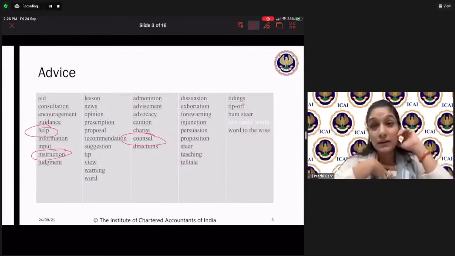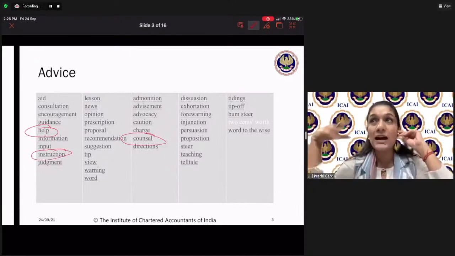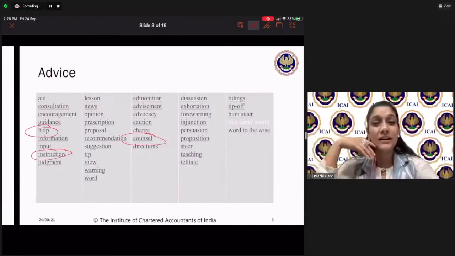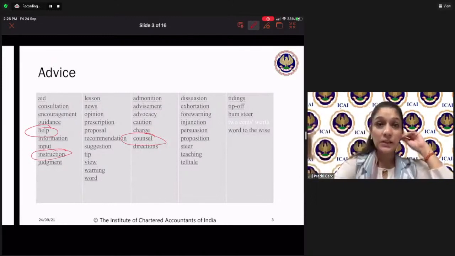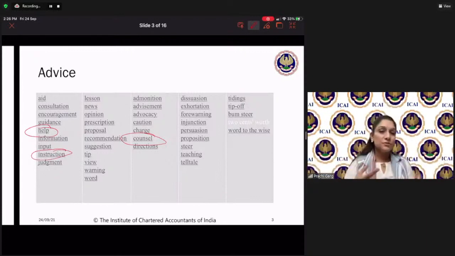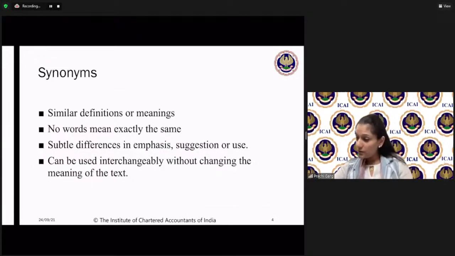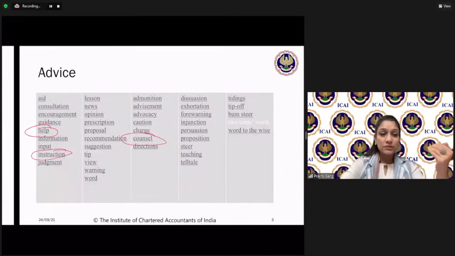So I personally feel that for all the basic words that we use, happy, sad, cry, stressed, help, advice, for these words, you should know synonyms, right? So that you can use better words instead of using basic words. Clear? Yes. Do you understand what synonyms are and how they can help you?